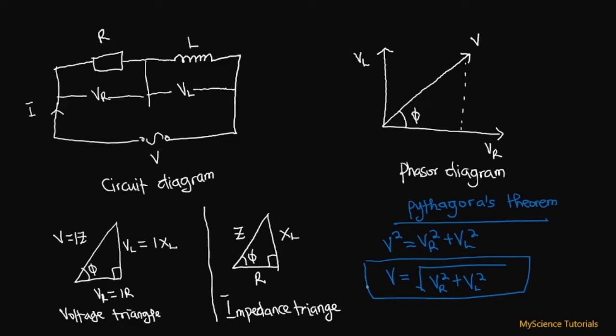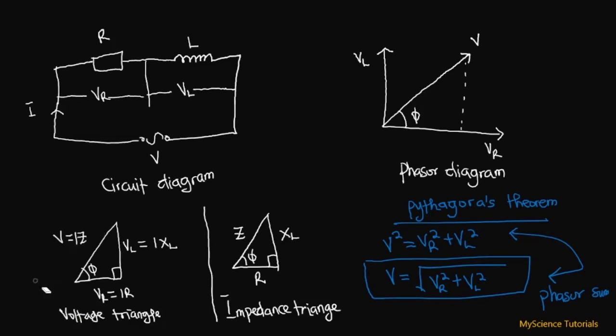So we said that the applied voltage can be obtained by the phasor sum of the resistive voltage and the inductive voltage. And this is what we are calling the phasor sum. Either this or what I gave earlier on. So this is how we find the applied voltage in this particular case.